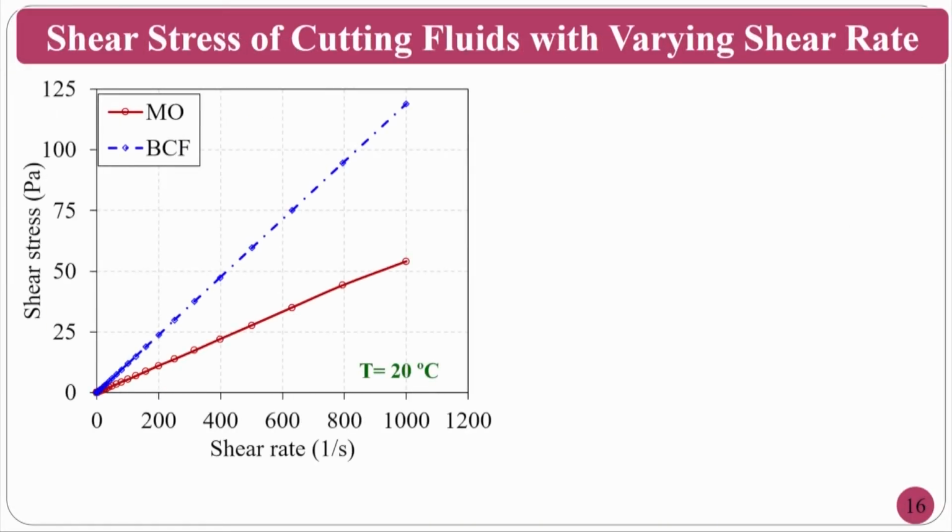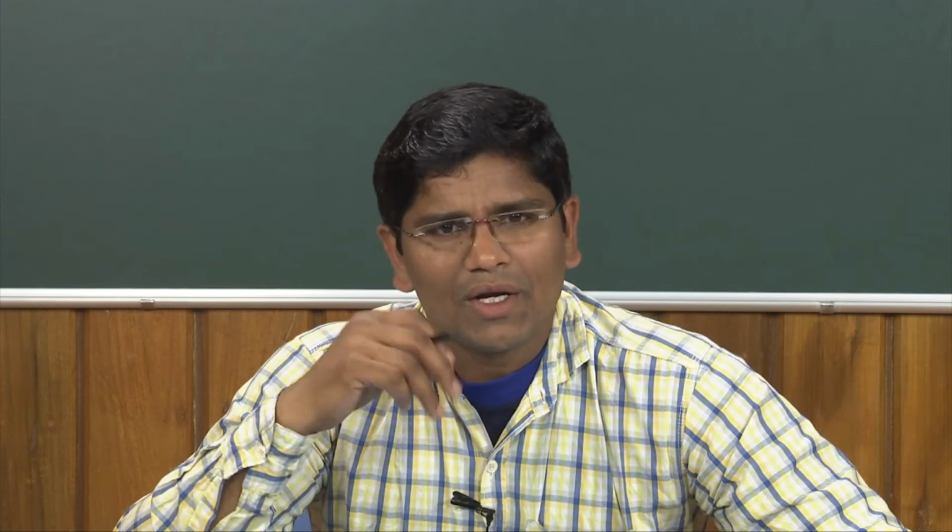If you see the shear stress versus shear rate for the mineral oil as well as the biocutting fluid, the shear stress required for the biocutting fluid is higher compared to the mineral oil based cutting fluid. Normally, the mineral oil requires around 55 Pascal, and the biocutting fluid requires about 120 Pascal. At 20 degrees, it shows that the biocutting fluid is much more viscous compared to the mineral oil.